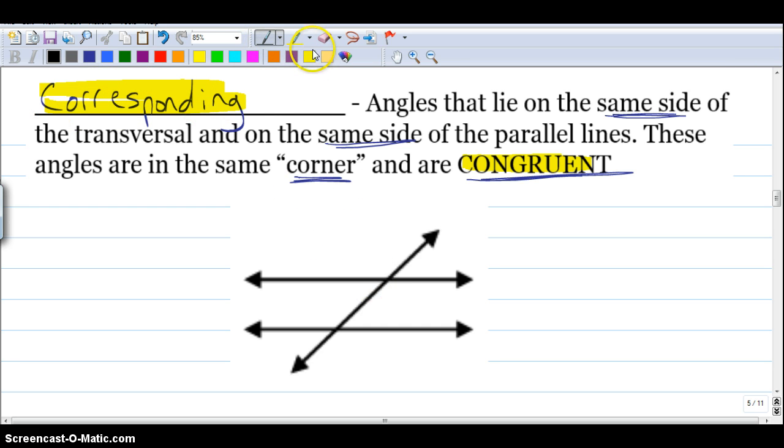So, let's go over an example here. Don't worry about the bottom right now. Look at these 4 angles on top. This angle right here is the top left corner. This is the top left corner on top. On the bottom, which one is the top left corner? This one. Since that's the top left corner on top, and that's the top left corner on the bottom, those are corresponding angles.